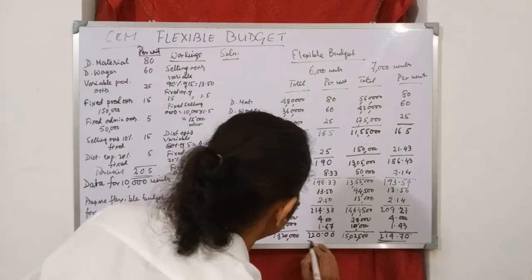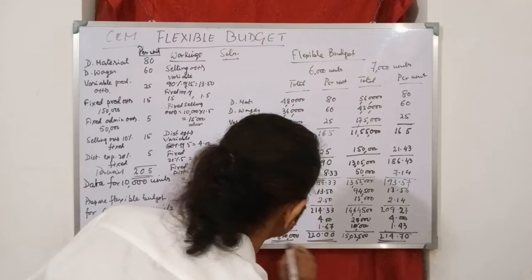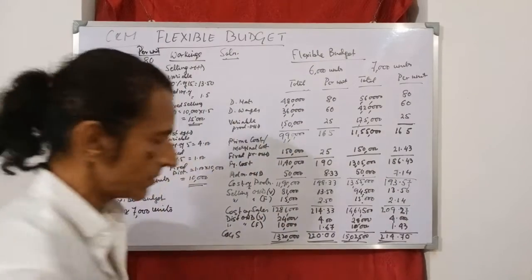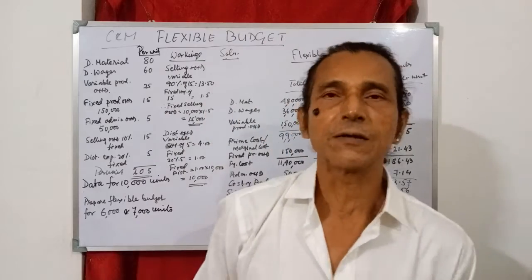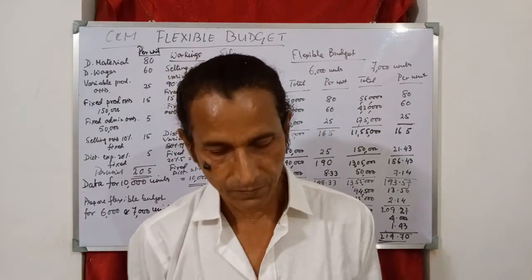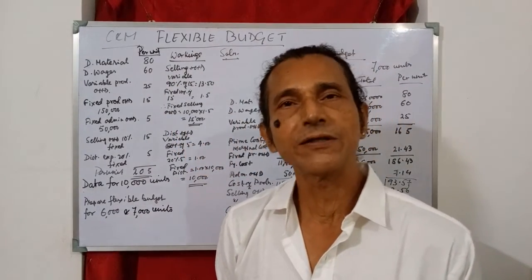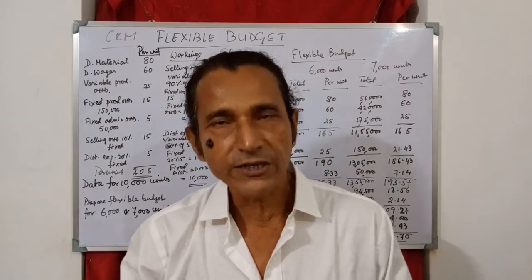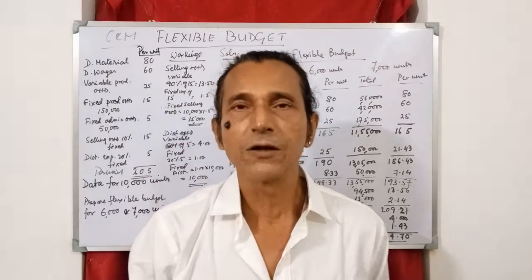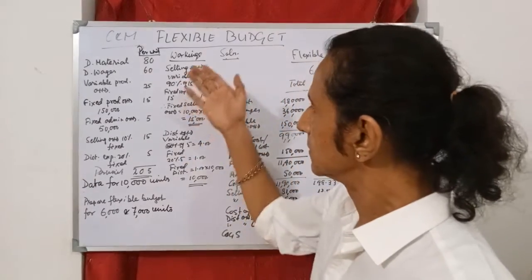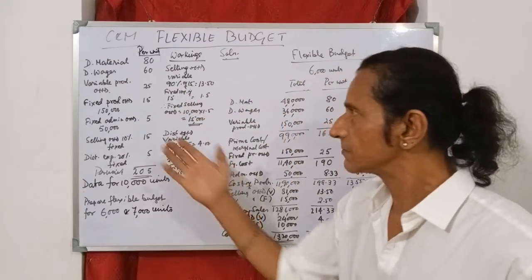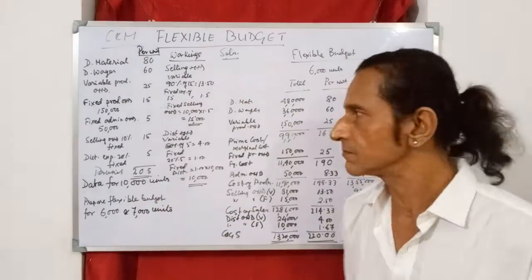214.70, and for 6,000 units is 220. So as the volume has increased, the output volume has increased, the per unit cost has fallen. Why this happens? Because the fixed overhead becomes divided by more number of units. So this is the solution of this problem, or flexible budget problem.